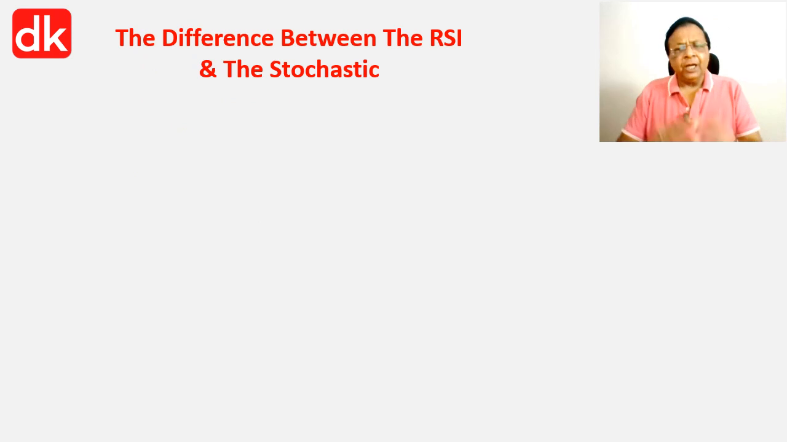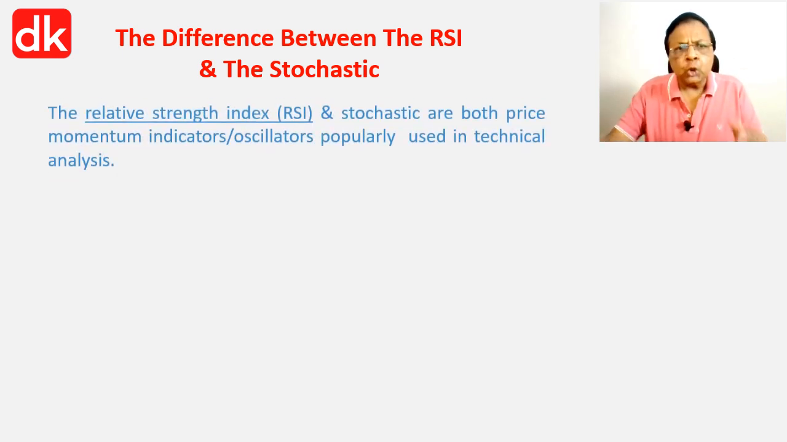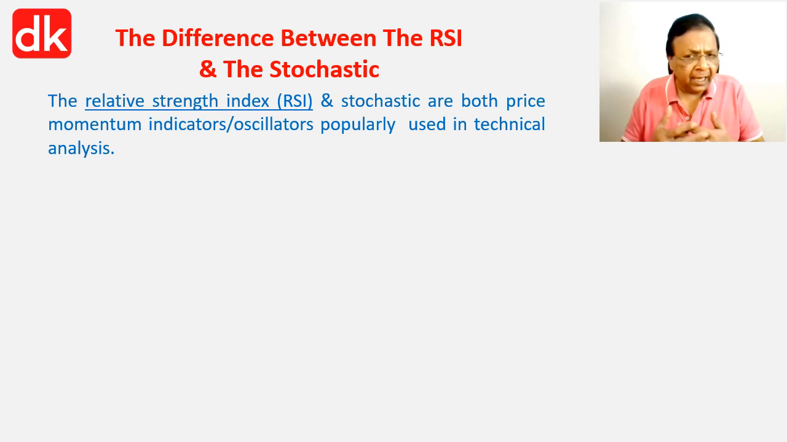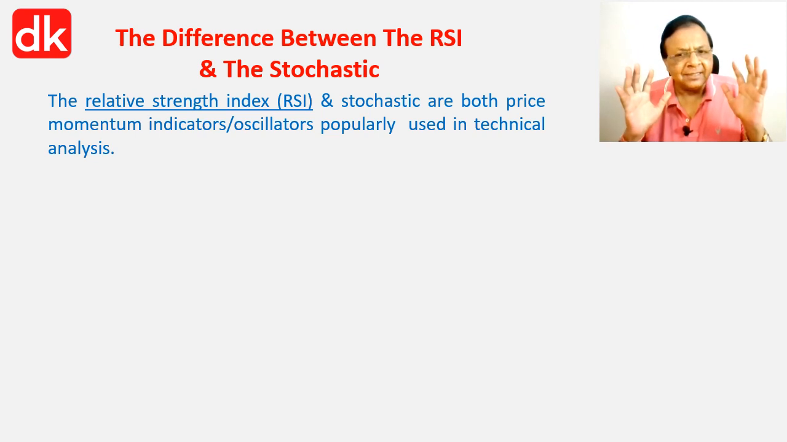These supporting tools, whether RSI or stochastic, can be one of the confluences to find a high probability trade. Now let us understand the broader difference between the relative strength index, that is RSI, and stochastic as an oscillator, because both are momentum indicators, both are making consideration of the price action in the market. So what is the broader difference? RSI and stochastic both are price momentum indicators or oscillators, and both are range bound, which are properly used in technical analysis.